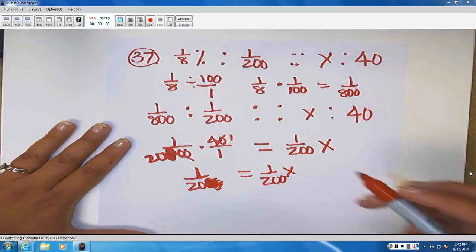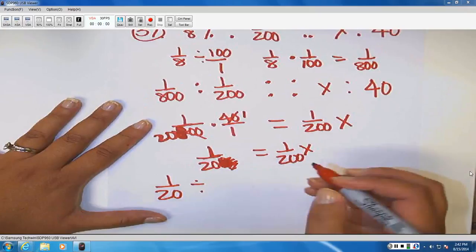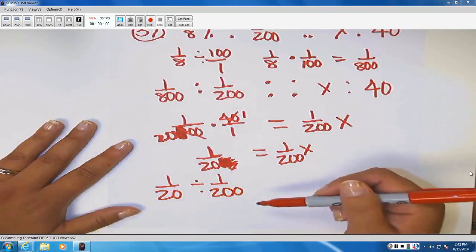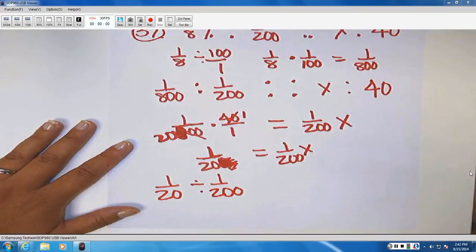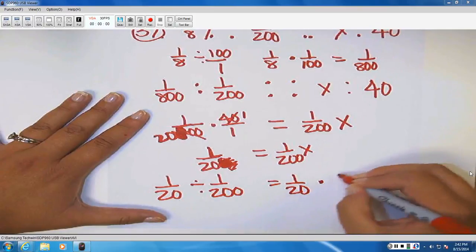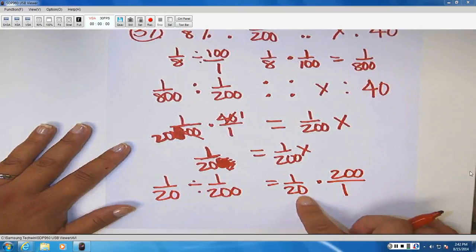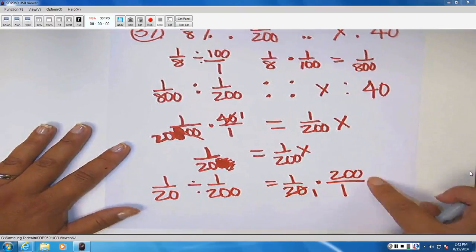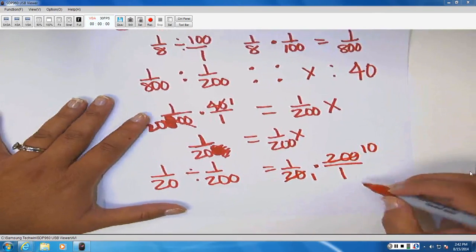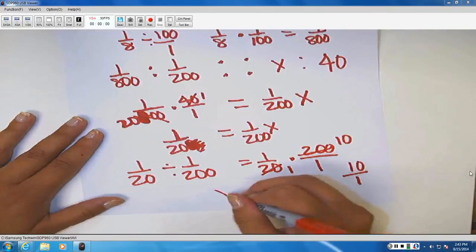I'm going to bring that over and divide it. So it's actually going to be 1/20 divided by 1/200. Instead of doing that, I'm going to flip that second fraction and multiply. So it's going to be 1/20 times 200. And I'm going to reduce this down really quick. So I know that 20 will go into 20 one time, and I know that 20 will go into 200 10 times. When I multiply, I end up with 10/1, which is basically just the whole number 10.